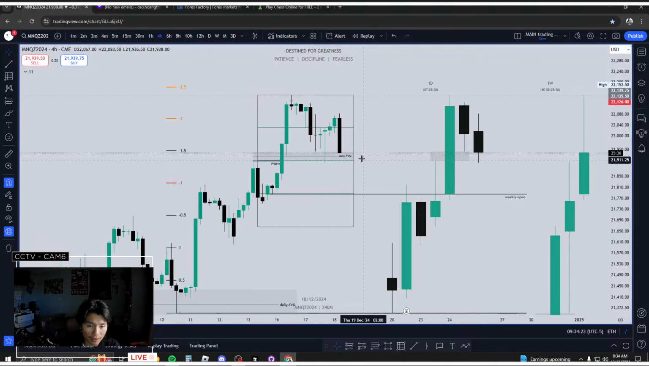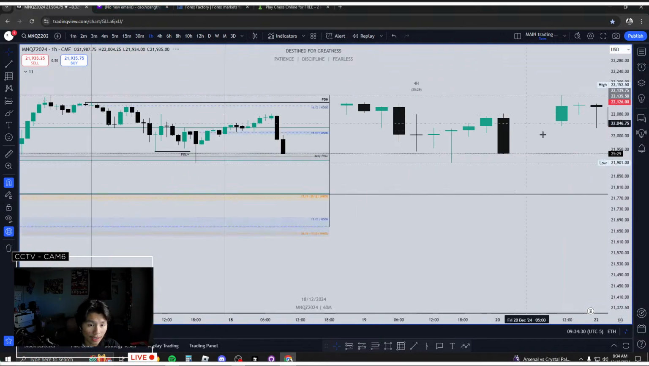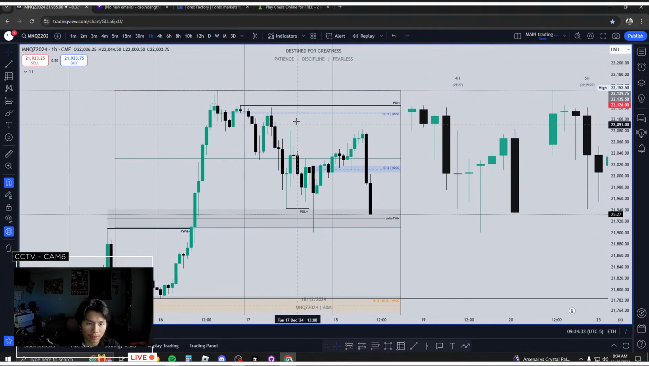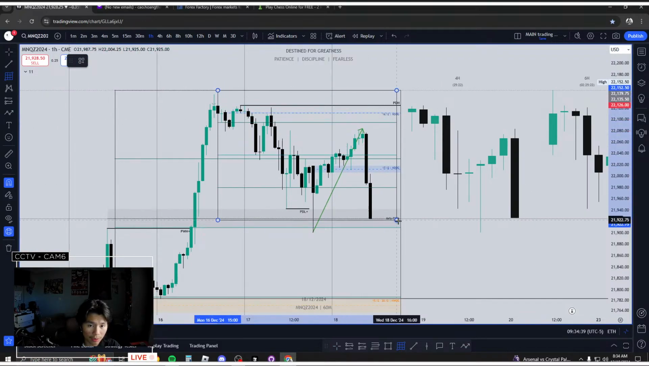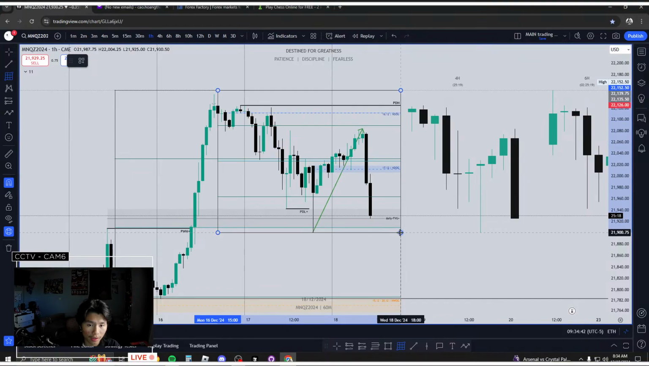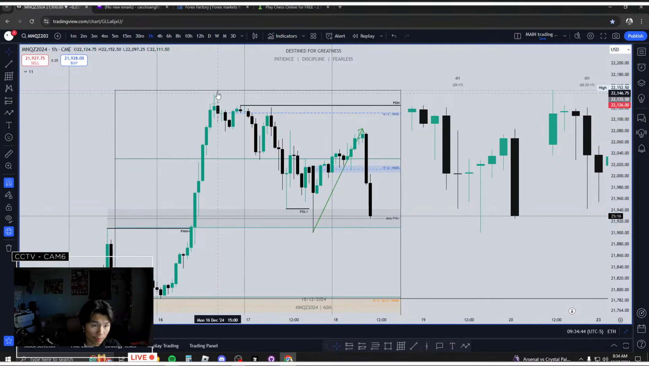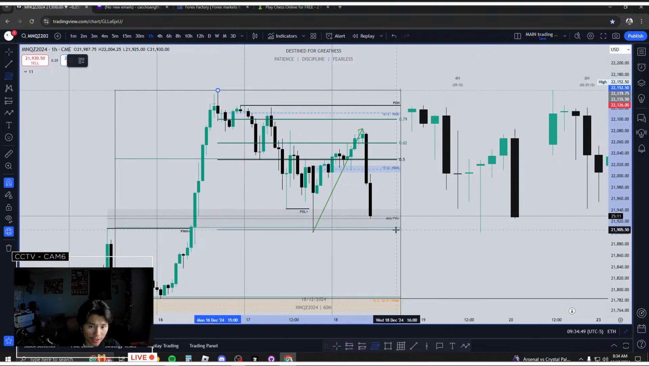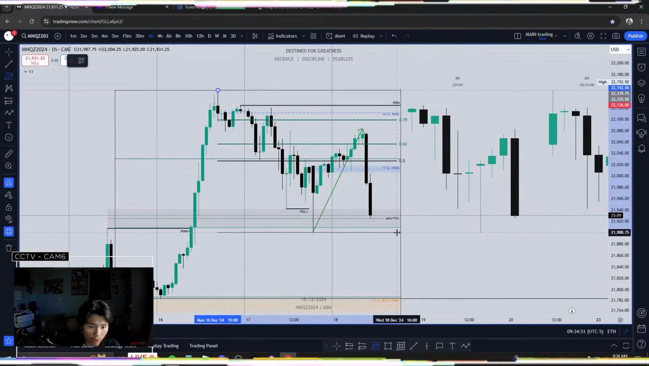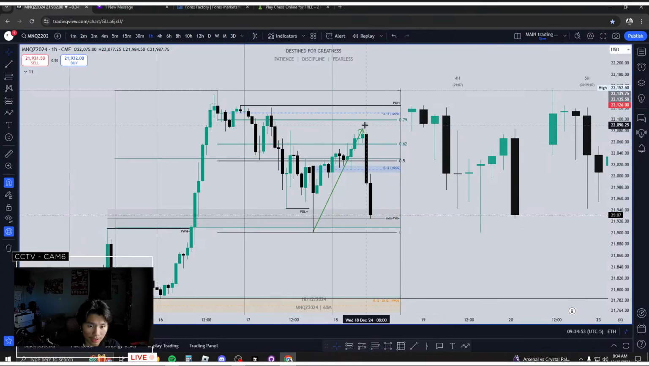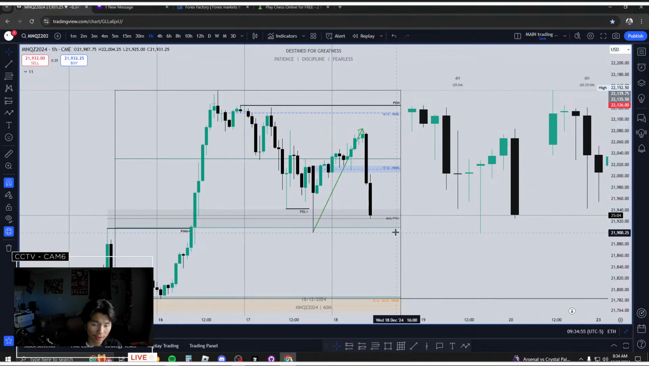Notice how price trades into the discount of this dealing range and then starts to expand higher. In this move up, we also traded into the premium of this dealing range, from this swing high to this swing low. I believe we traded right into dead center of OTE, and now we are starting to sell off again.